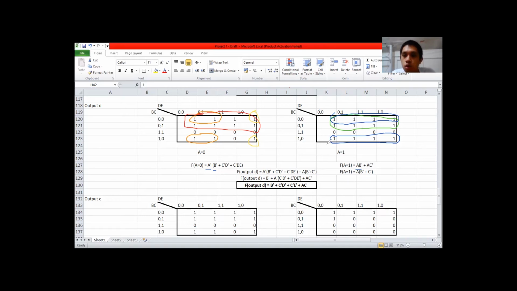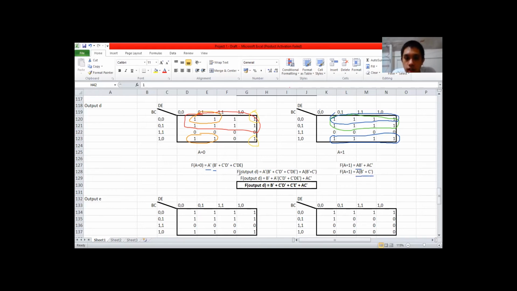Last group, which is the blue group, A is 1, B changed from 0 to 1, C is unchanged, which is 0. Therefore, D and E are also changed. Therefore, we are left with A ANDed with C prime. So for this part, the logic function that will be formed is A ANDed with B prime or A ANDed with C prime. So here it is in factored form.